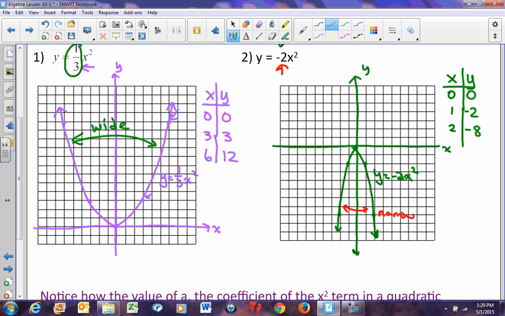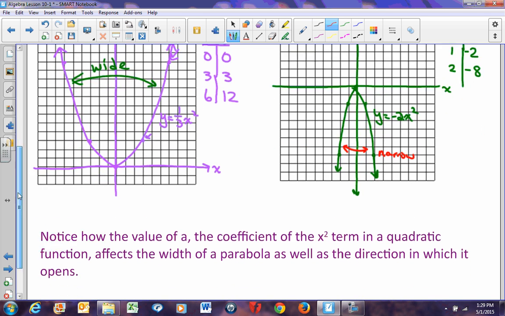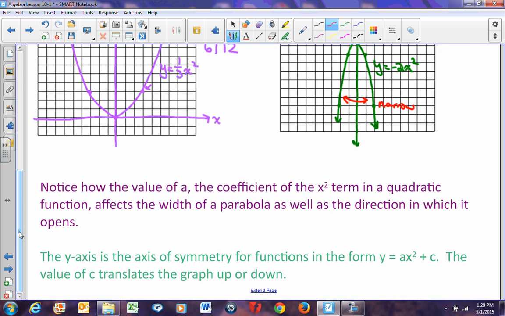So if our a term is a fraction, our graph is really wide, and if our a term is a whole number, our graph is fairly narrow. And if our a term is positive, the graph opens upward, and if our a term is negative, the graph opens downward. Okay. The y-axis is the axis of symmetry for these functions in the form of y equals ax squared plus c. The value of c translates the graph up or down. Let's take a look at that.